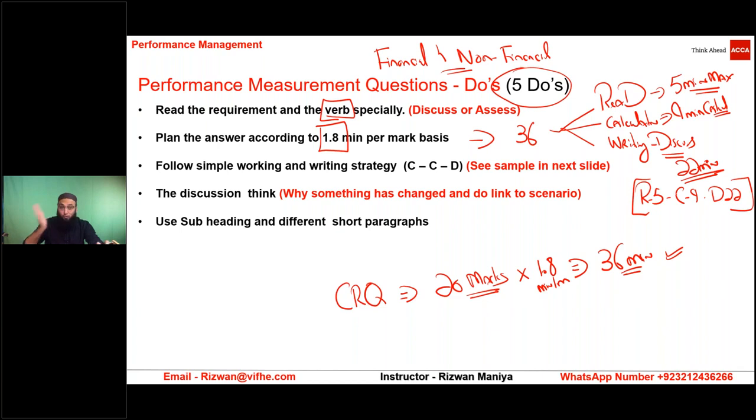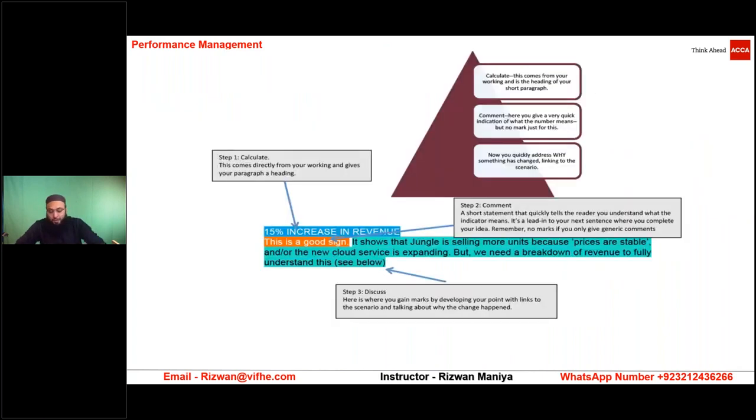So the strategy of calculation and writing is very simple, which is CCD. CCD. Now, what is CCD? See the sample in the next slide. So let's move towards the next slide. And this is a sample. C is calculate what? Ratios. In terms of percentage, calculate ratios.